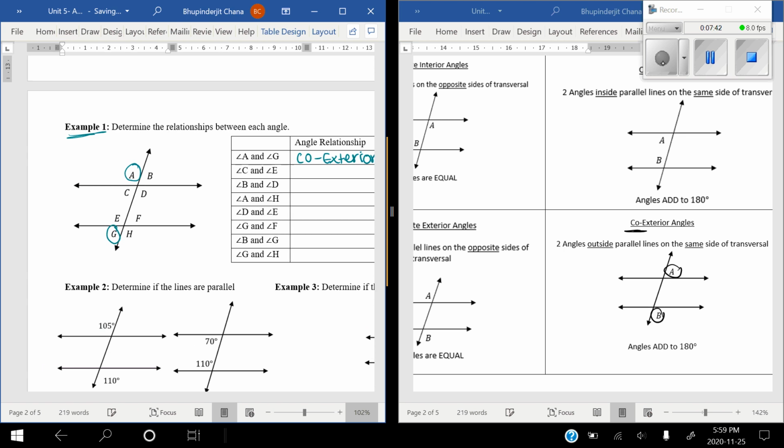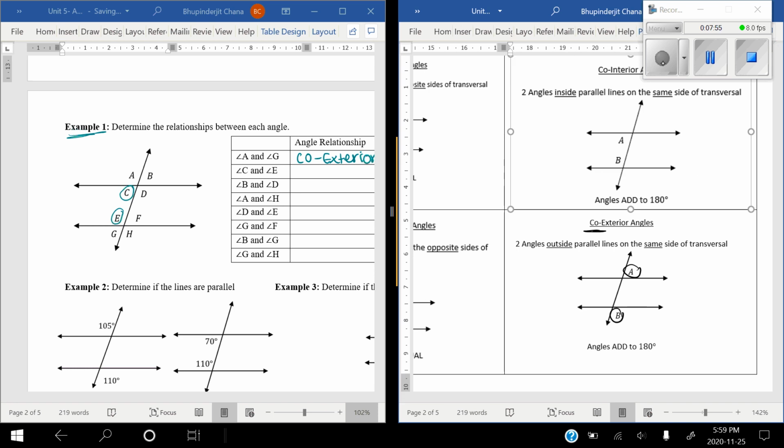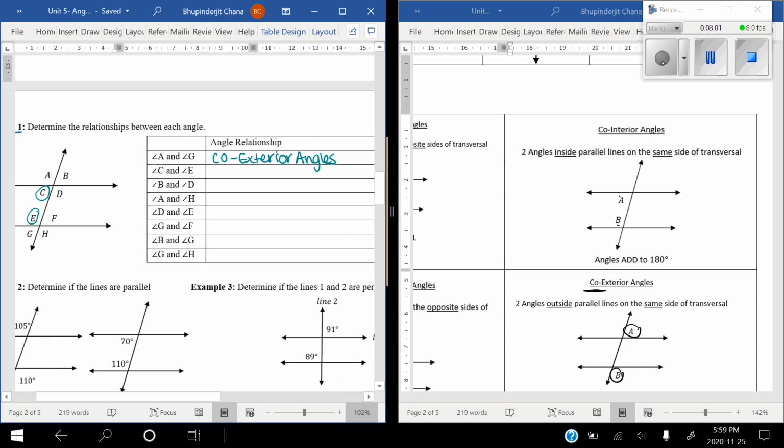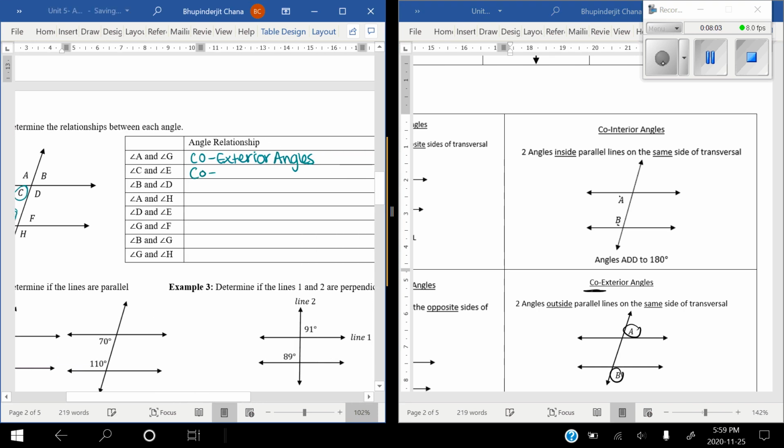Okay, let's clear our paper. The next one is C and E. So I'm going to go back here and I see C and E. C and E look like co-interior angles. So I'm going to label this here. The angle relationship is co-interior.